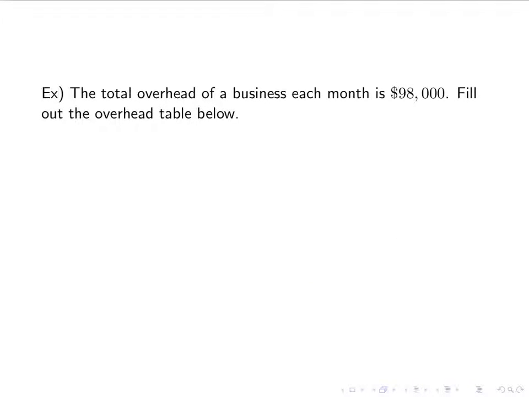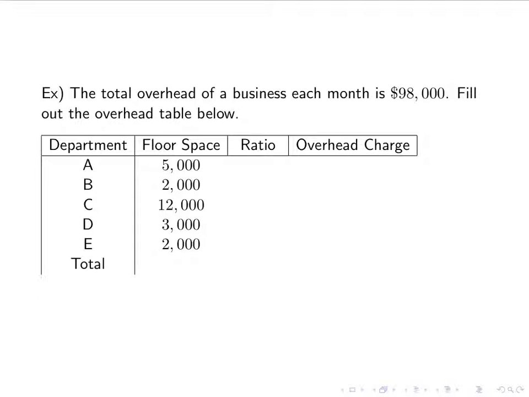Okay, so let's try another one. The total overhead of a business each month is $98,000. Fill out the overhead table below. So now we have 5 departments, A, B, C, D, and E. And again, we're going to go by floor space, which again, for some reason I forgot to write down. It is square feet. Not that it really matters, but it is square feet.